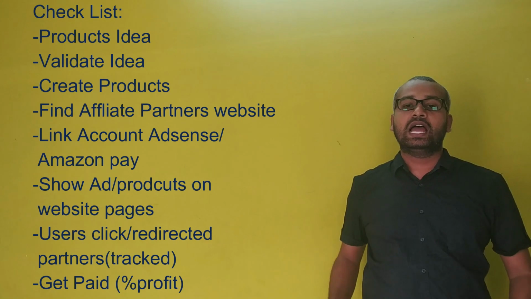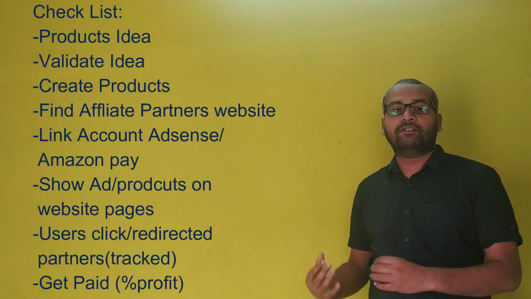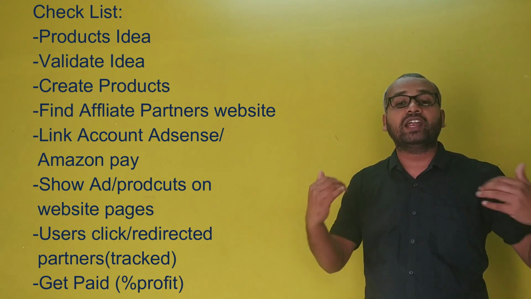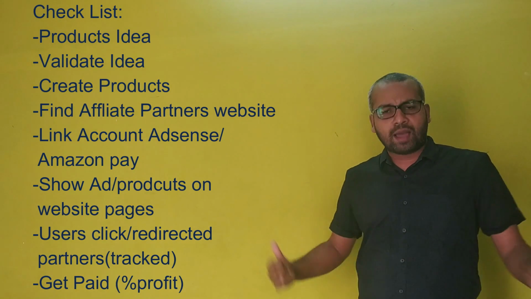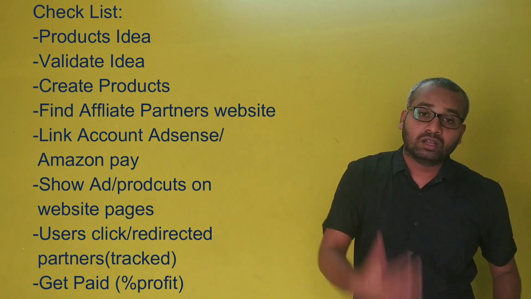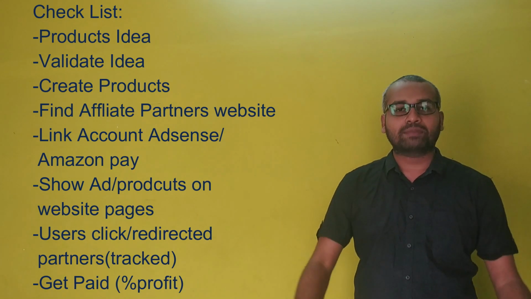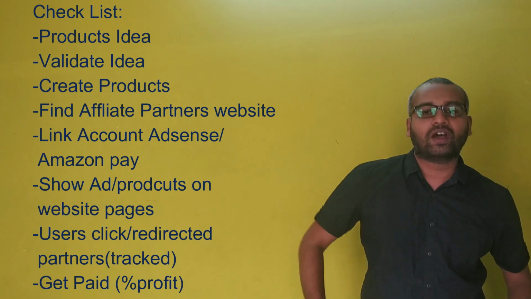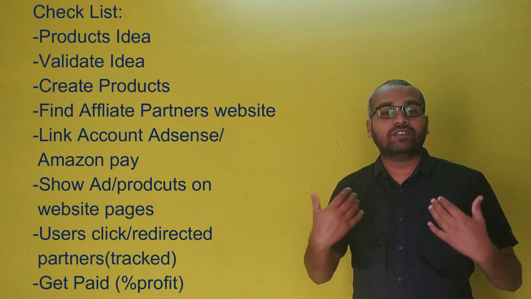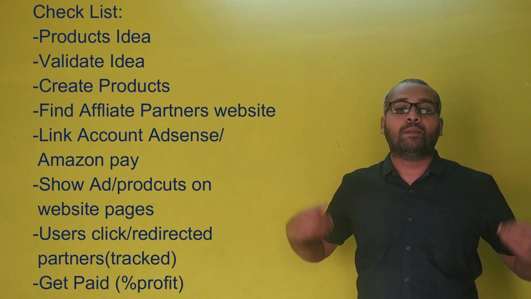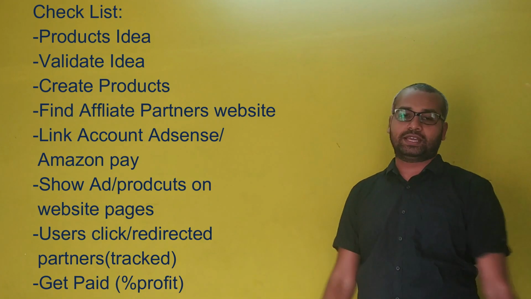Then create the product, and find the affiliate marketing program partners' websites: Amazon, eBay and Flipkart, or Bluehost, TapGaze. These are the websites, and we have to find their partners. And finally, link my account with Google AdSense or Amazon Pay on my website.